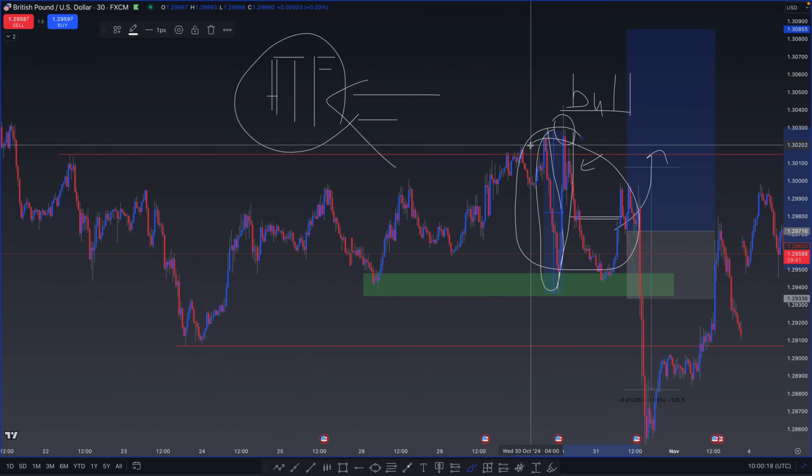So lesson number one, recheck your bias. Lesson number two is always check the whole story. Do not be enticed by lower time frame price movements.